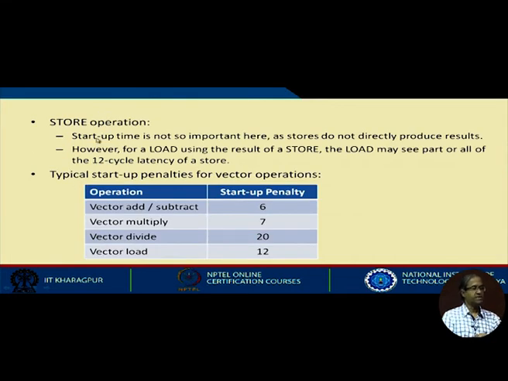For a store operation, startup time is not that important, because a store does not produce results in a vector register; it is storing into memory. But if a load instruction follows the store and uses the same data, then the load may have to wait. These are the typical startup penalties. For add and multiply I have already said 6 and 7, for divide it is typically 20, and for load and store also it is typically 12.